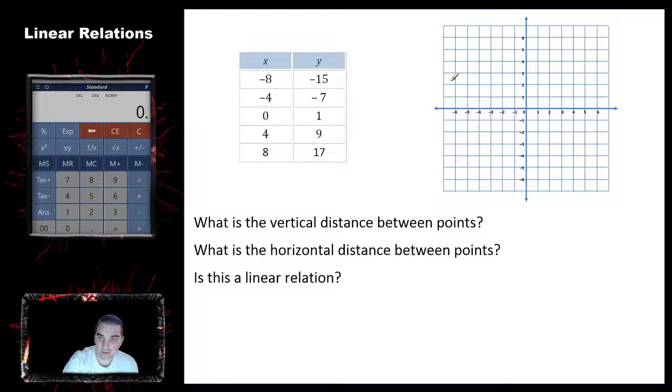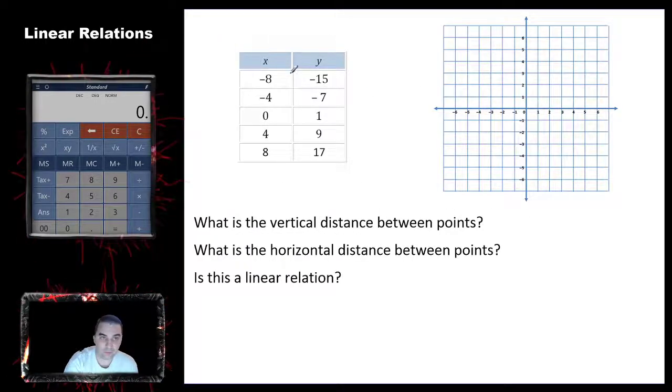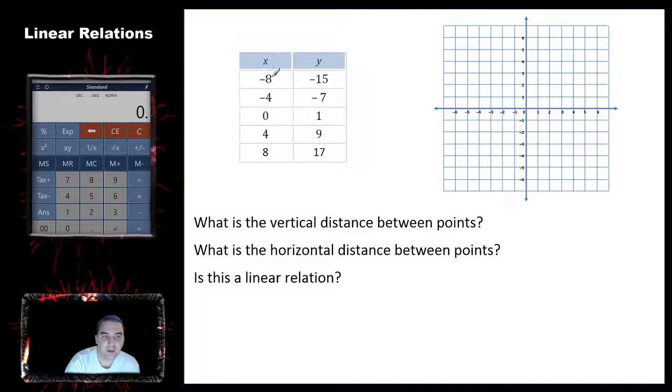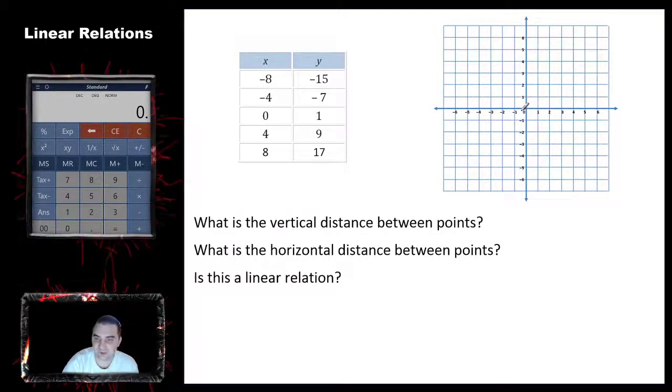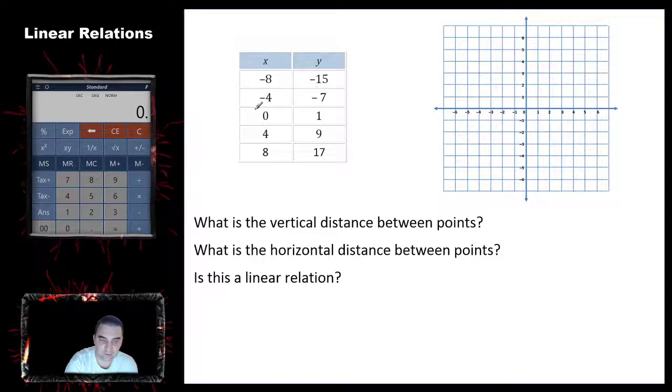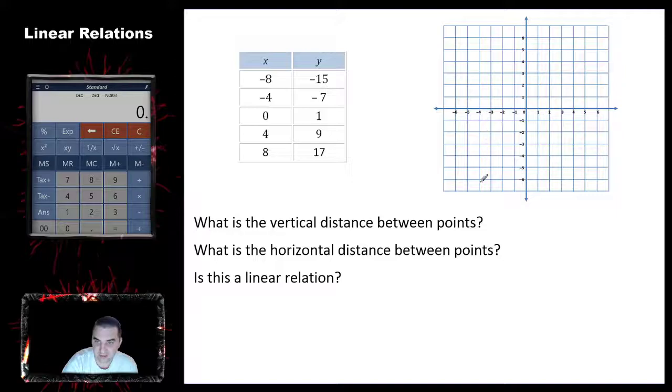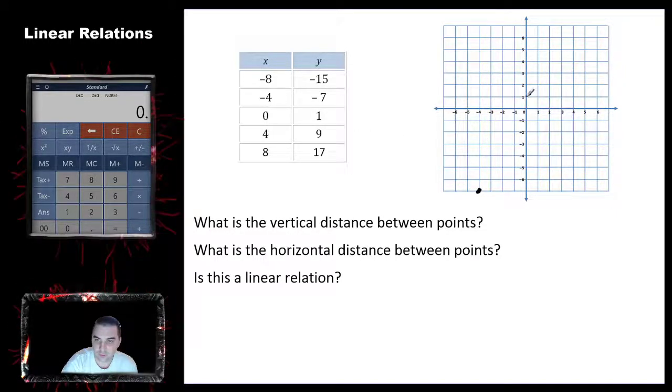Okay, here's another example, and then I believe you have your own to do. Wait, what happened? Oh, they're out of order. Okay, so let's do this. -8, -15. I'm not going to be able to graph that. My graph isn't good enough. But let's start with -4 and -7. That's going to be right here. I'm jumping ahead. 0 and 1.